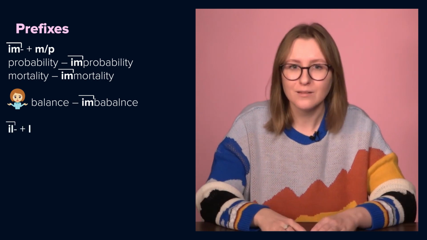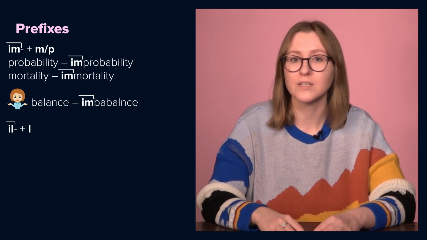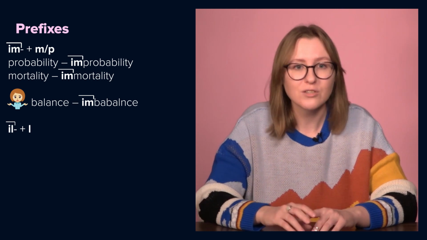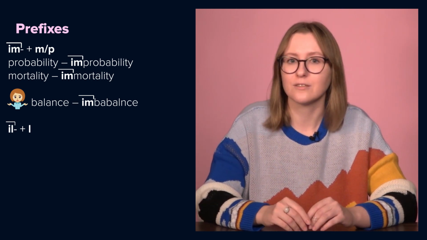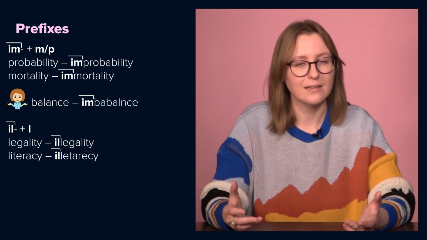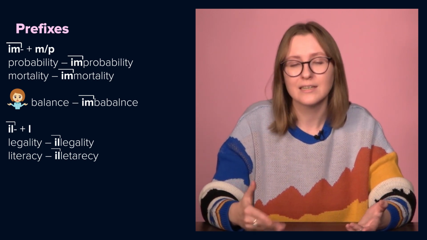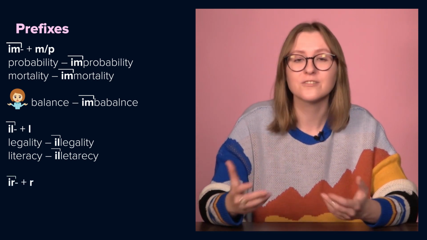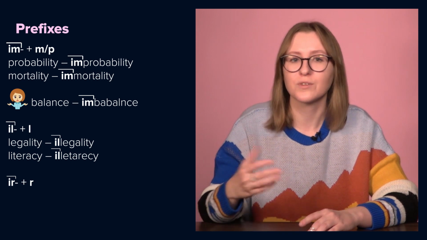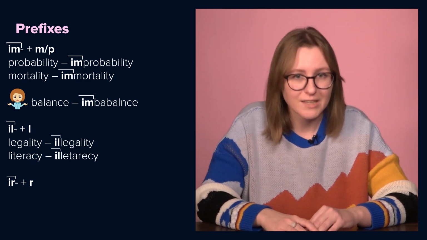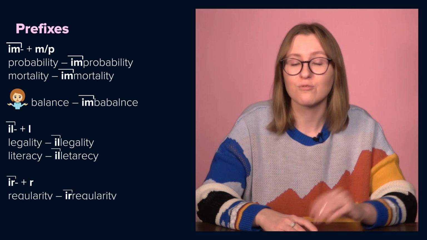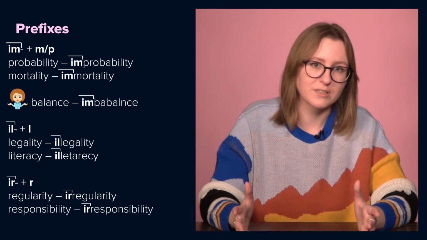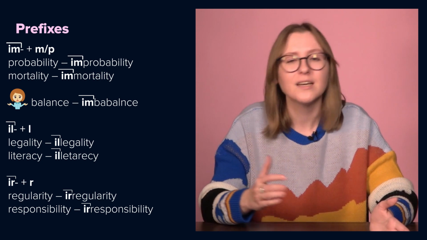The prefix il has a similar rule. If a word starts with l, then you need the prefix il to make it negative. Legality, illegality. Literacy, illiteracy. The prefix ir is very similar. If a word starts with r, you probably need this prefix to make it negative. Regularity, irregularity. Responsibility, irresponsibility. And now, an and in.